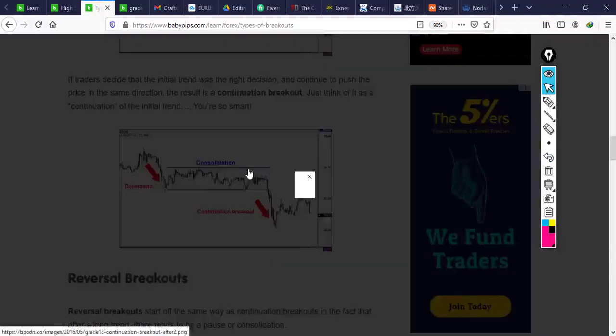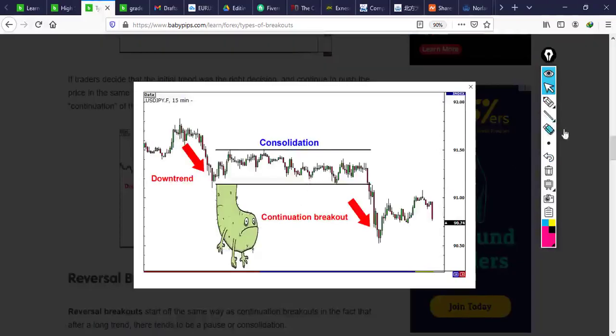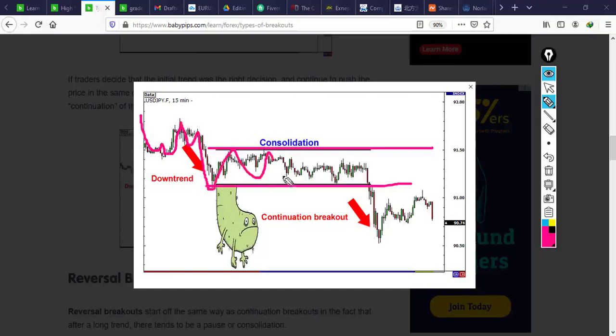Now in this scenario, we have a continuation breakout. Why do we say so? Earlier, price has been consolidating in this area. Before now, the sellers had the market, creating lower lows and lower highs, and price consolidated here for some time.